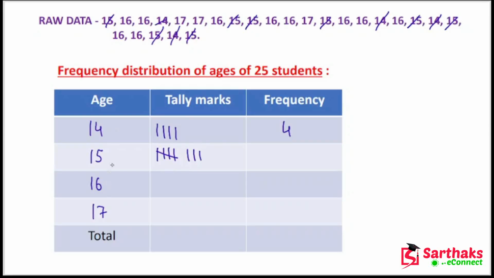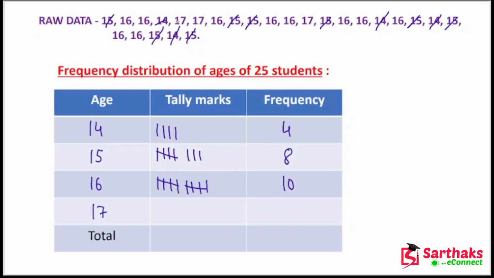Now let us count 16. So 1, 2, then 3, then we have 4, 5, 4 and 5. Then we have 6, 7, 8, 9, 10, 9 and 10. So we have 15 repeated 8 times, 16 repeated 10 times. Since this was the data of 25 students, we have got 10 plus 8, 18 plus 4, 22. So we should have 17 only 3 times.